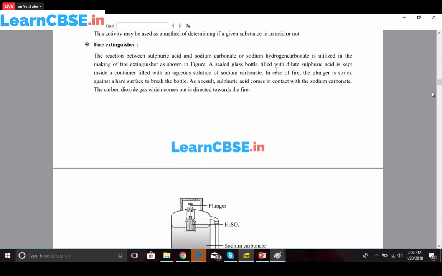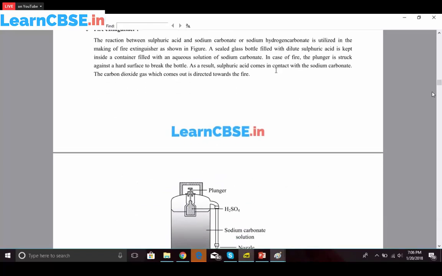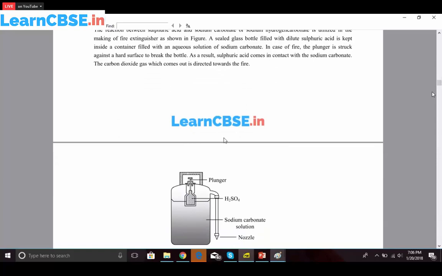A sealed glass tube filled with dilute sulfuric acid is kept in the container. So this is the container. In a small container we have placed it, which is filled with H2SO4. So this contains the sodium carbonate solution.